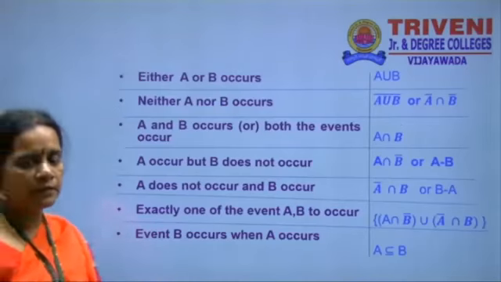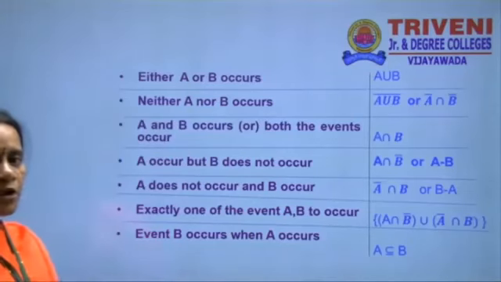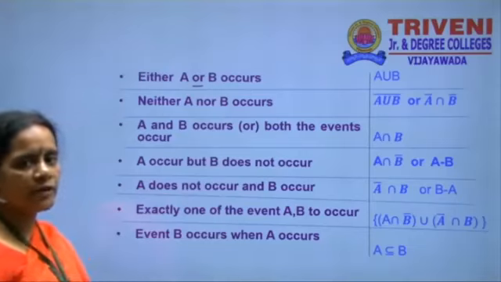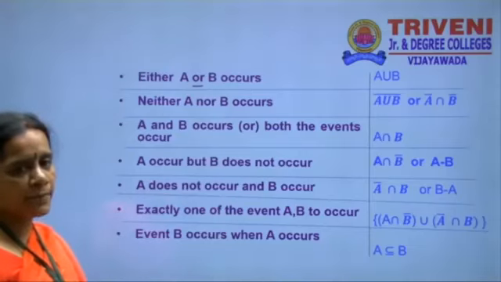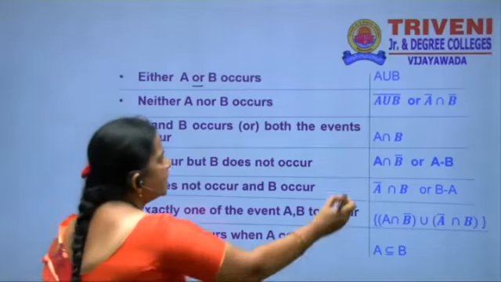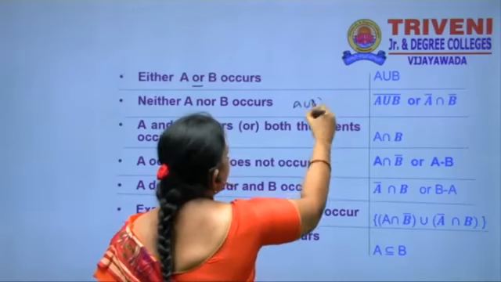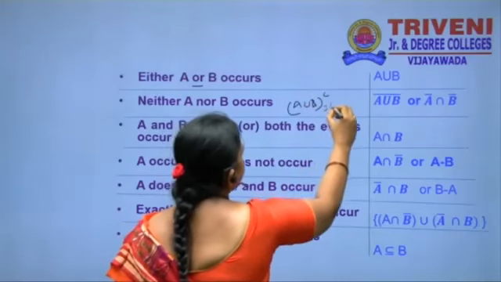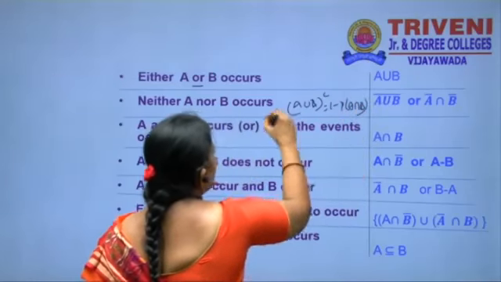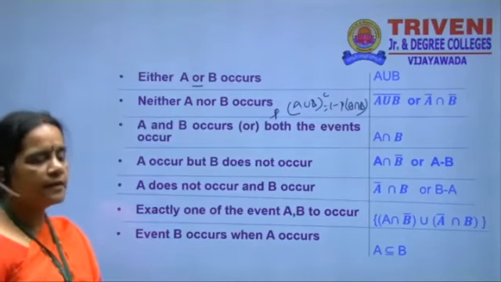Take the values using these formulas. Either A or B occurs means we have to take union, that is plus. Then neither A nor B means we have to take it as A union B whole bar, or A union B whole complement, that is equal to 1 minus A union B, or A bar intersection B bar.